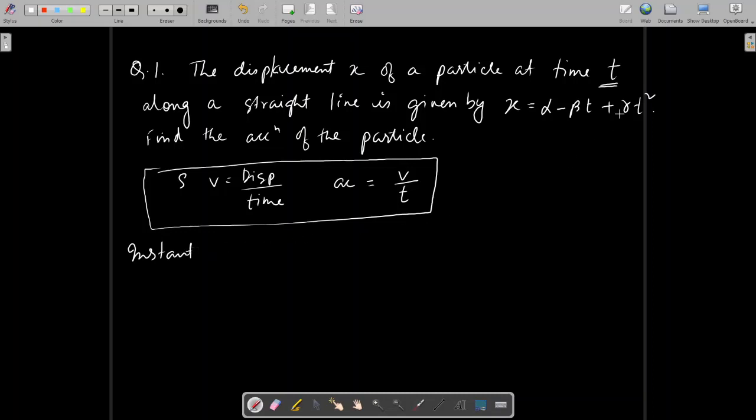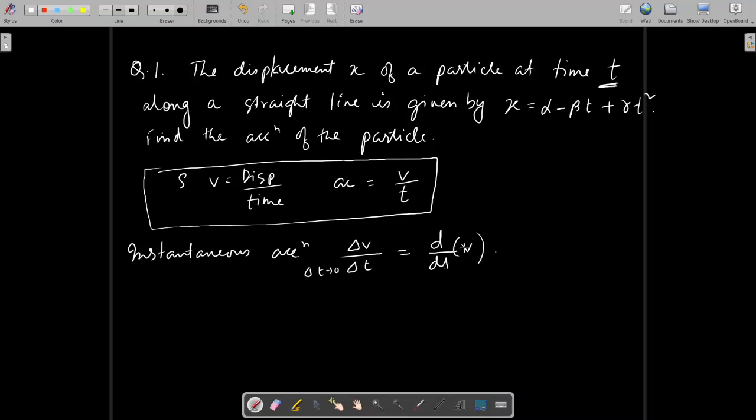Why instantaneous? Because the acceleration will be particular for that time t, so this will be known as your instantaneous acceleration. Okay, instantaneous acceleration is always given by delta v by delta t, where your delta t tends to 0, or you can directly write as dv by dt. Okay, this is your instantaneous acceleration.